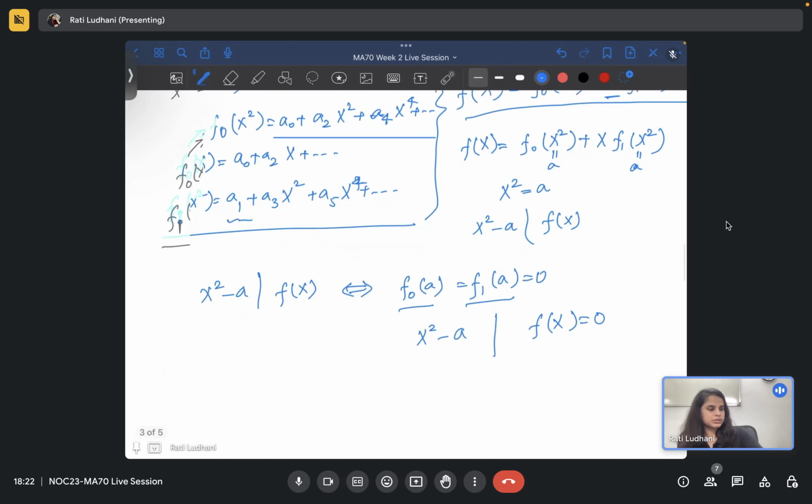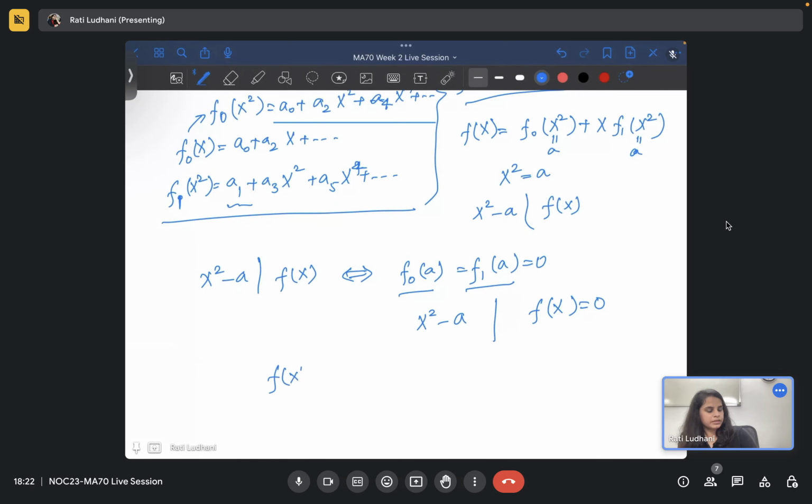In the sense, at least you can write the forward implication: x square minus a divides f. That means the square root of a is a root, because x square minus a is a factor. So the square root of a is a root of that polynomial.